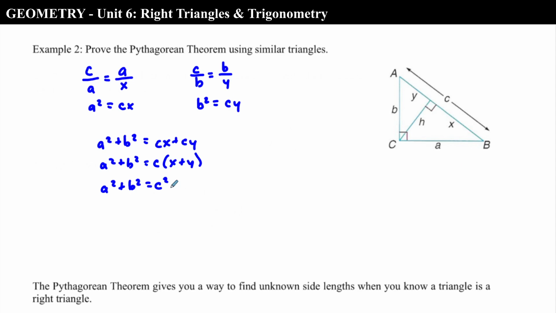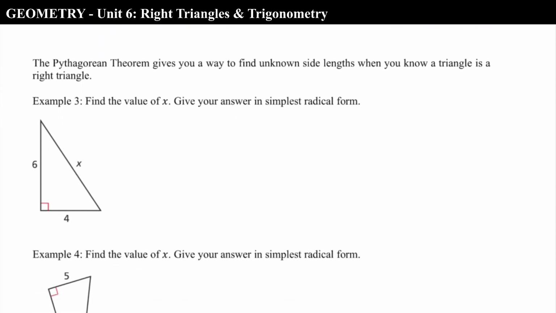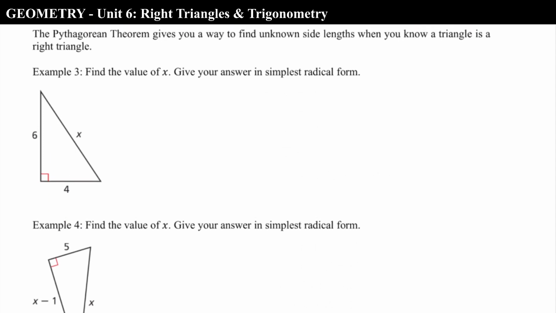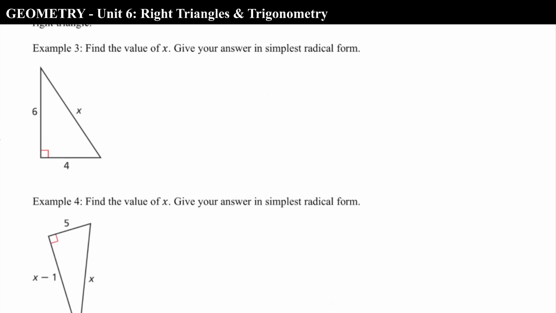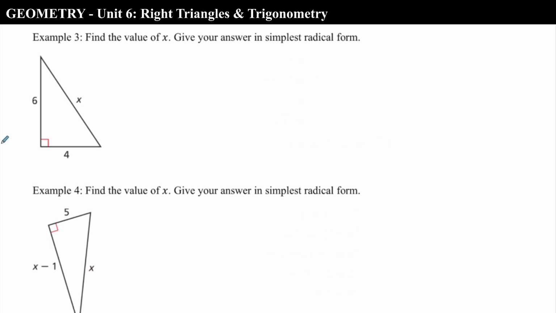So that gives us a couple of proofs, and there are many other proofs of this theorem, but that's just a couple of them. Now the Pythagorean theorem gives you a way to find the unknown side lengths when you know a triangle is a right triangle. So this is the practical application of this theorem. So let's do a couple of examples.